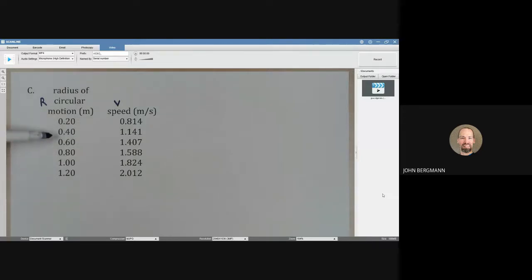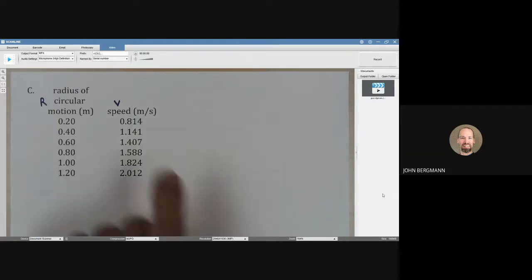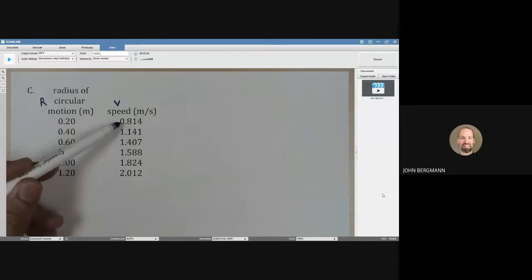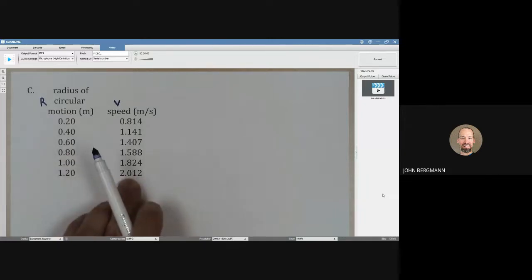All right, again, doubling. Let's go from 0.4 to 0.8 for R. What happens in the right column? 1.1 to about 1.6. Okay, that is not a doubling. Somebody is lagging behind. And who is that? And that would be this column here. The speed column is lagging behind. Because when we double, let's say R goes from 0.2 to 0.4, you can see that the speed doesn't quite double. This column needs some help. So what we do then is we square this column.